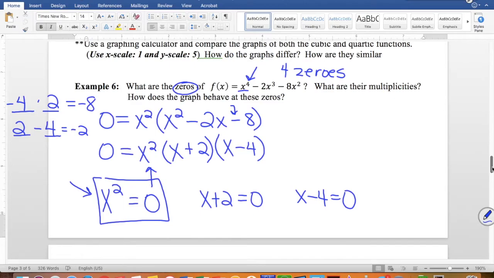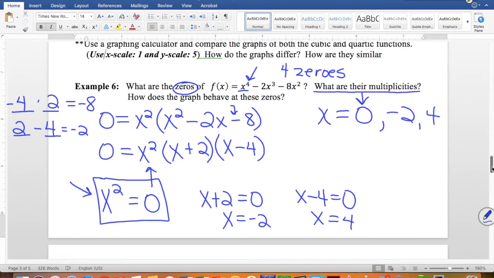Okay, because if it were just x equals 0, that means it happens once. If it's just x to the 1st equals 0, one of my zeros of my function, or one of my solutions, is 0. But since this is an x squared, 2 of my solutions are actually equal to 0. Okay, over here I have x equal to negative 2, and then over here I have x equal to 4. So technically, we know we have 4 zeros, but my solutions are 0, negative 2, and 4. But my 0 occurs twice.